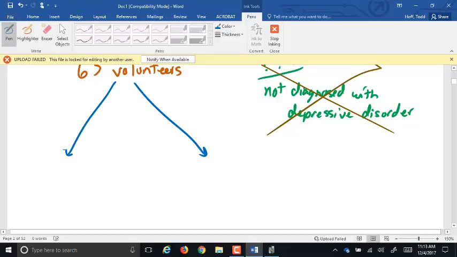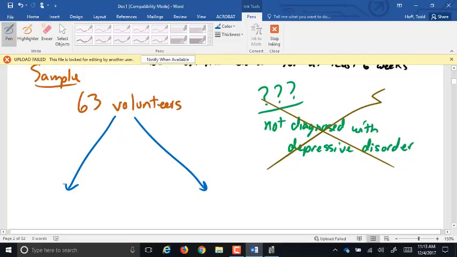There were still two samples. It's just in this case, the control group was not a sample without the disorder. The control group was a sample that still had been diagnosed with a depressive disorder, but how was the control group done here?